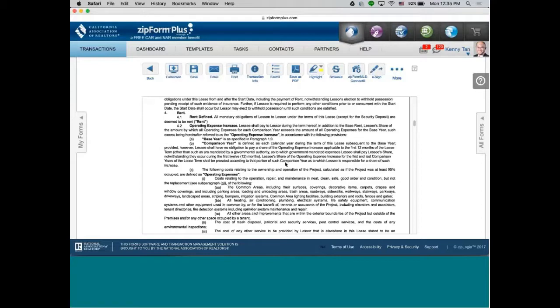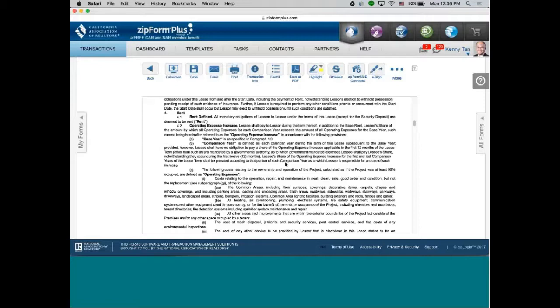For example, if you sign your lease on June 1st, 2017, there shall be no increase attributable to the first 12 calendar months. So in the first comparison year of 2018, we only have 6 months. So, the increase shall be prorated. And then in the last year, it shall be prorated as well.